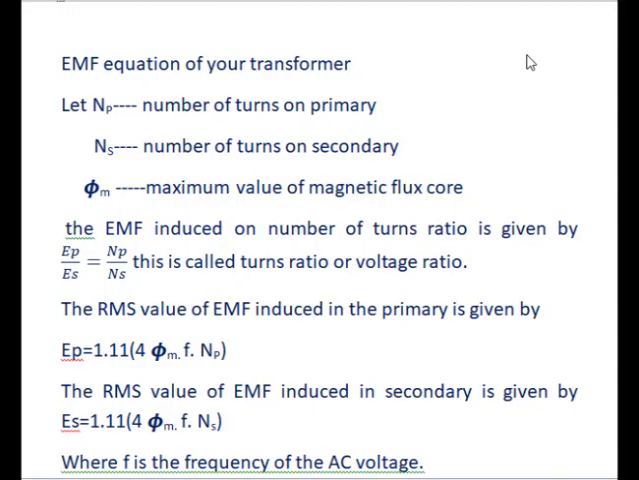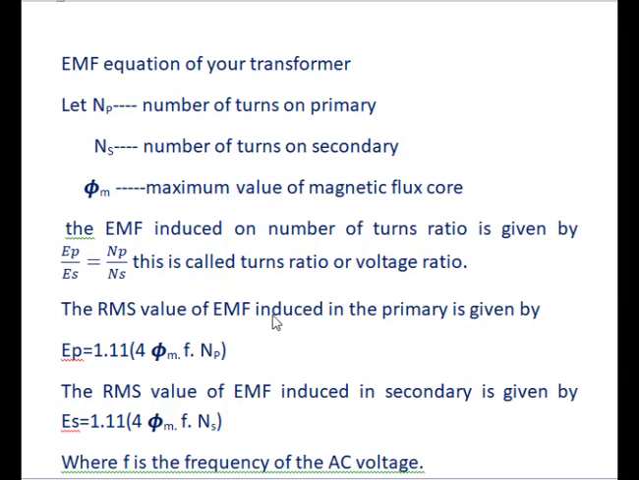The EMF equation for a transformer. NP is the number of turns in the primary coil. NS is the number of turns in the secondary coil. Phi m is the maximum value of the magnetic flux produced. The EMF induced depends upon the turns ratio. It is given by the EMF of primary divided by EMF of secondary is equal to the number of turns in the primary divided by the number of turns in the secondary.